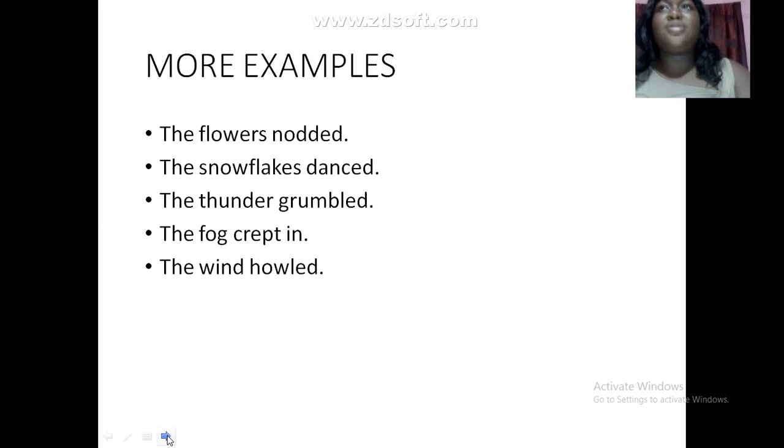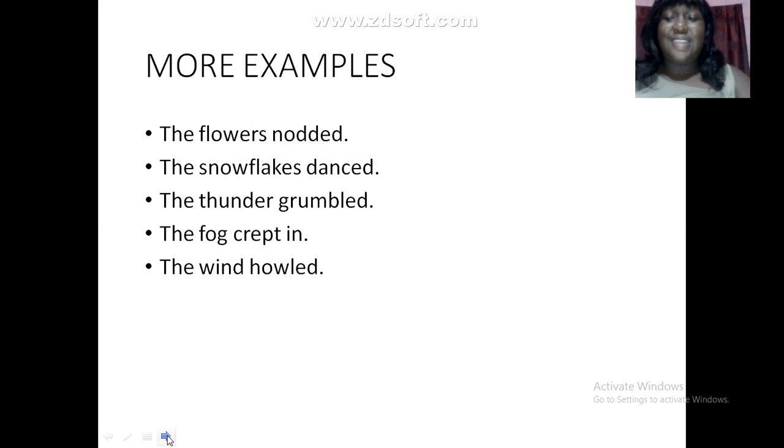The flowers nodded. It's only human beings that nod. Well, how do we nod? Like this. But when you say the flowers nodded, maybe because of the breeze, they were tossing here and there, and it seems like they were nodding. A flower cannot nod. Nod is a human attribute. So with "the flowers nodded," you can see personification.